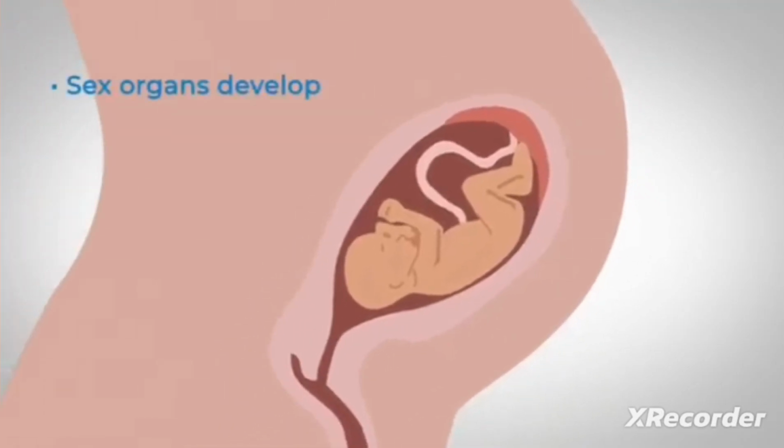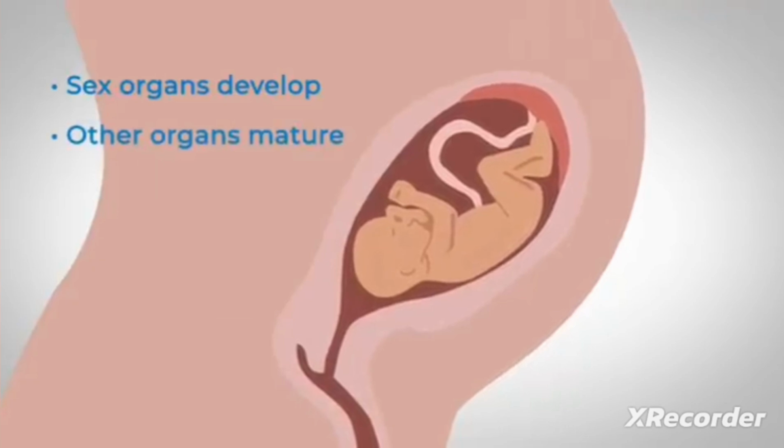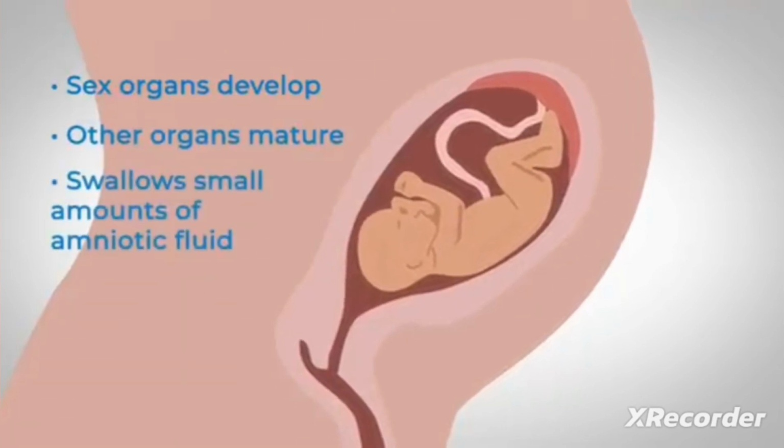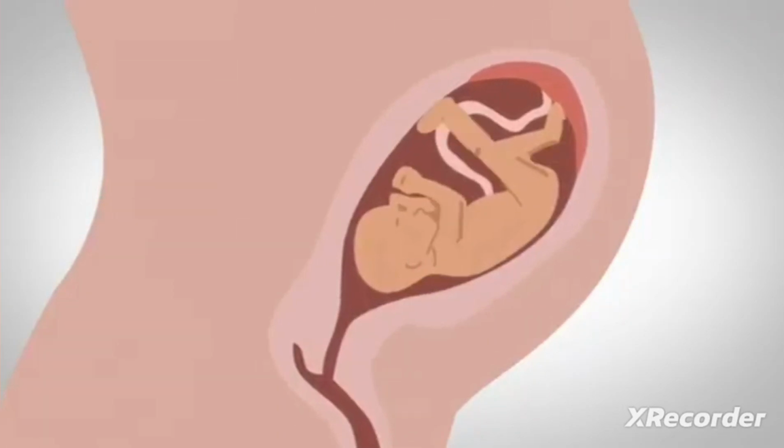In the second trimester, your baby's sex and organs develop and other organs mature. Your baby swallows amniotic fluid, which passes through its digestive system. His or her kidneys will start to work and will pass small amounts of urine. Your baby can now hear. It's covered in fine hair called lanugo. You will start feeling your baby moving during the second trimester.